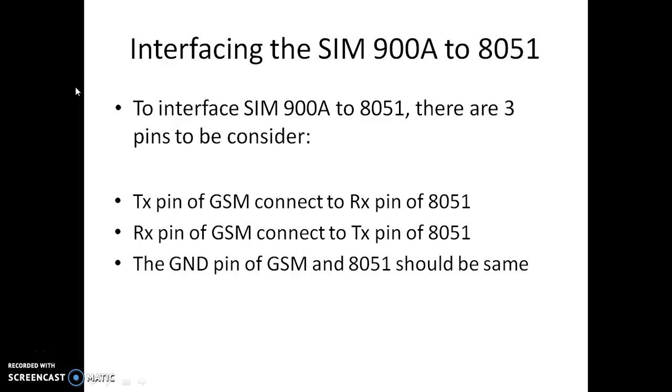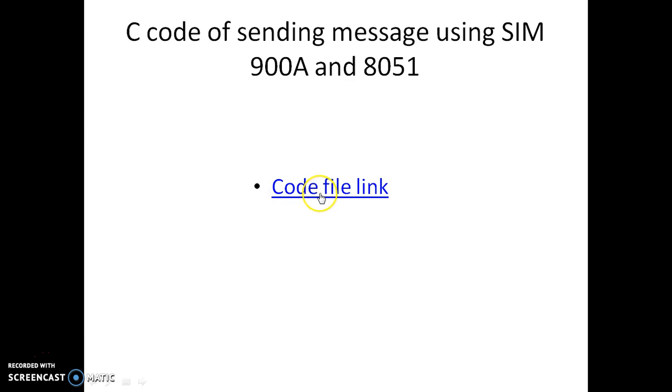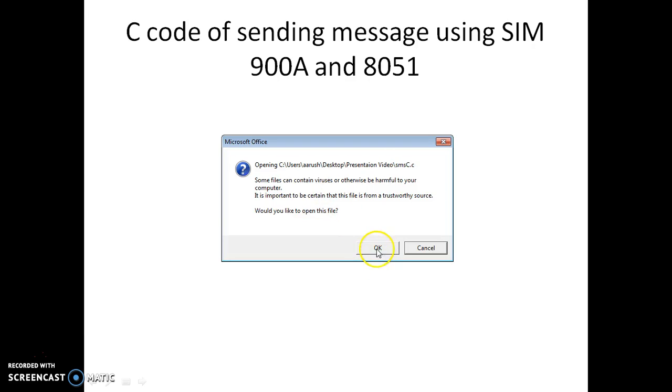To interface the SIM900A module to the 8051, there are 3 pins to be considered. First, the transmitter pin of the GSM is to be connected to the receiver pin of the 8051. The receiver pin of the GSM is to be connected to the transmitter pin of the 8051. And the most important thing is that the ground of both modules should be the same. Let's have a look at the C code for sending a message.